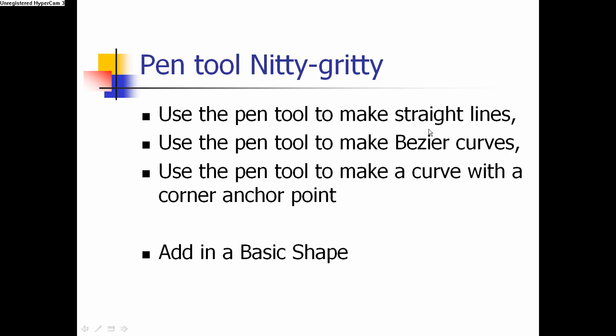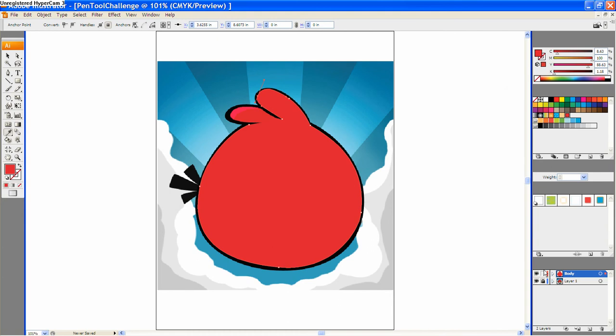Okay, use the pen tool to make straight lines. Here's some things you have to do: straight lines, Bezier curves, and a curve with a corner anchor point. And at some point, we have to add in a basic shape. So let's take a look back and see what we can do. All right. So looking at this thing.